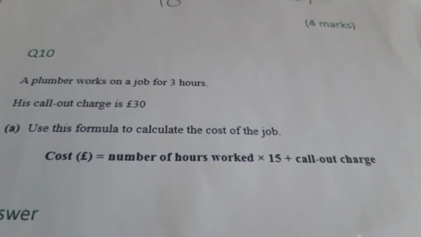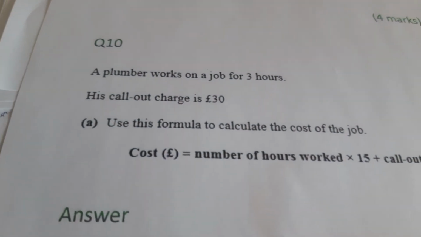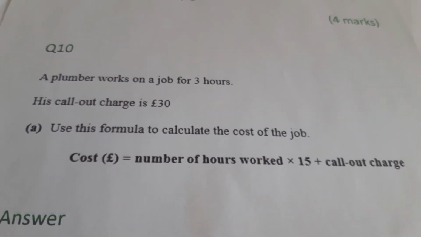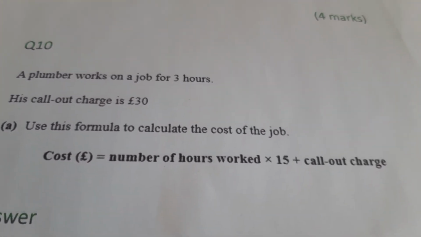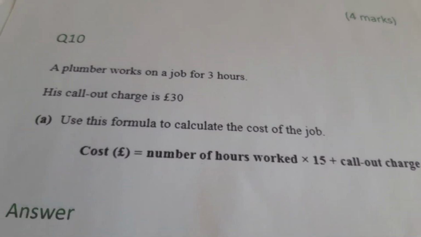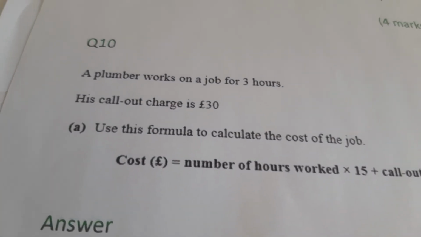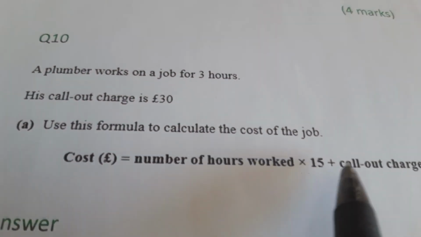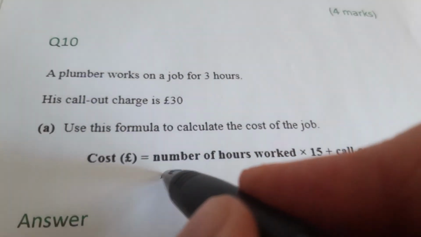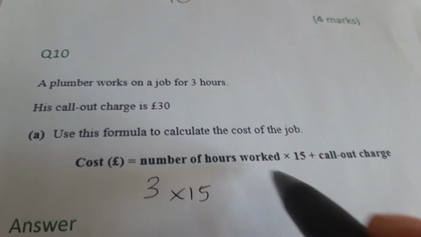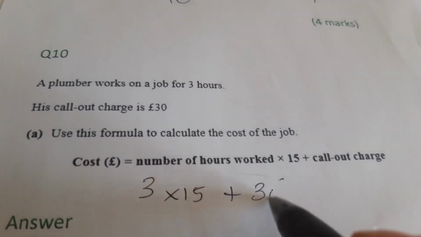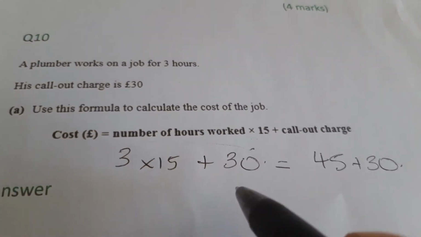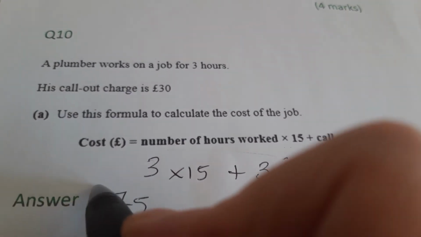Question 10. A plumber works on a job for 3 hours. His call-out charge is £30. Use this formula to calculate the cost of the job. It's number of hours worked times 15 plus the call-out charge. So he works for 3 hours, so the number of hours is 3, then times 15, then add on £30. So 3 times 15 is this part, then add on the 30. So 3 15s are 45, add the 30 is £75.